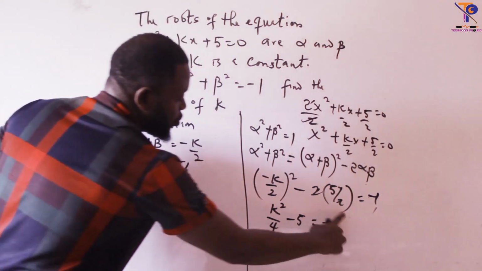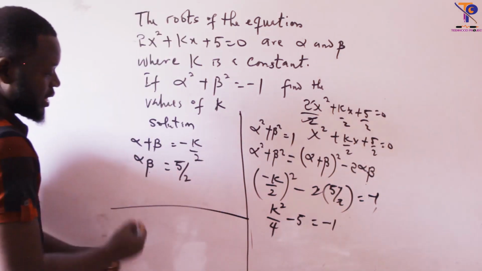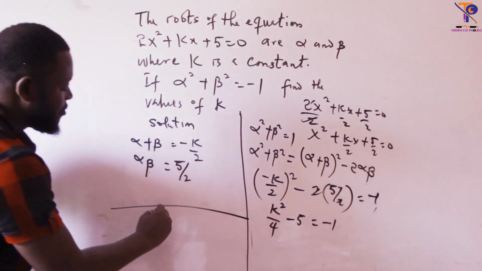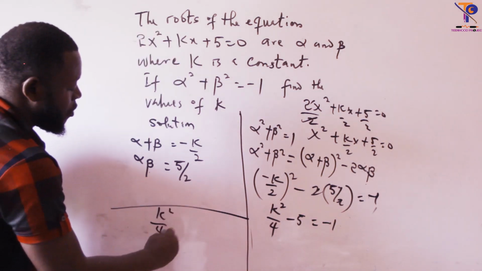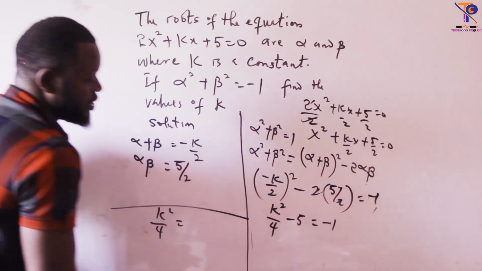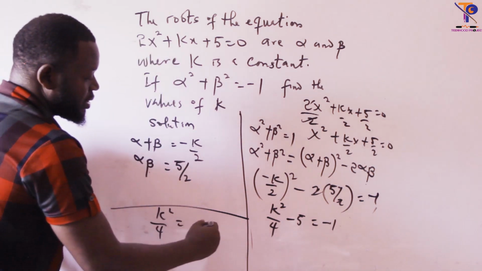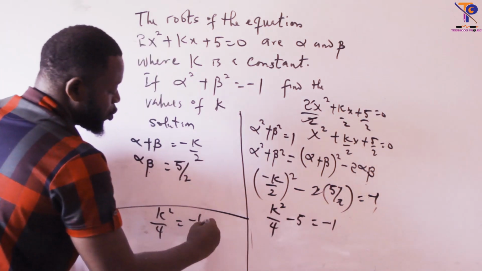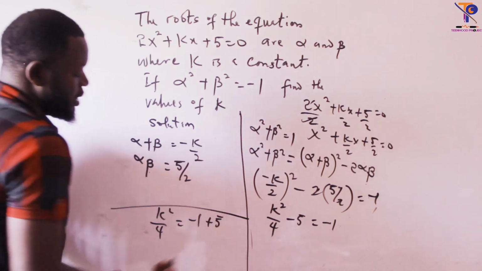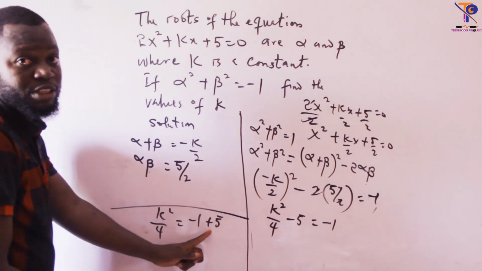Then I will send this one to this side. Let me quickly fix that here. I will have k squared over 4 will be, this one will turn to positive, so I will have -1 plus 5. That will be positive 4.